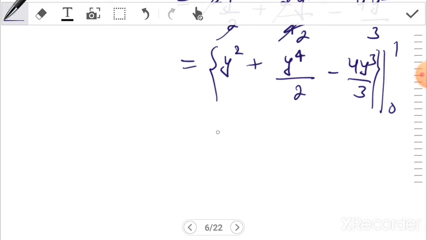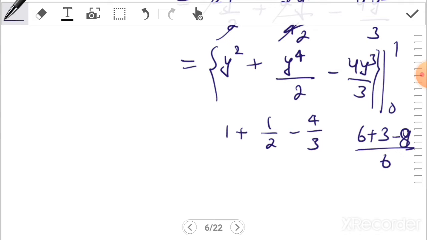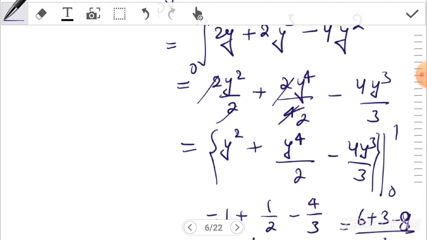So this is 1 plus 1 by 2 minus 4 by 3, right? And this is nothing but 6 plus 3 minus 8 by 6, which is 1 by 6. Okay, so the answer is 1 by 6.